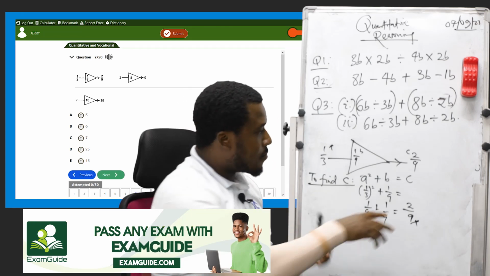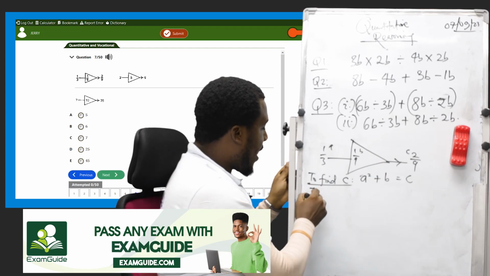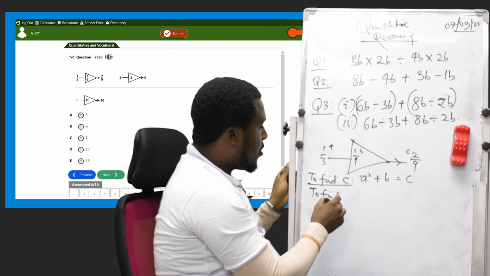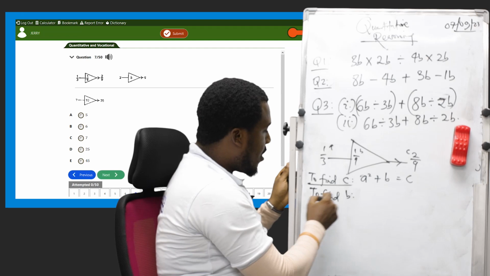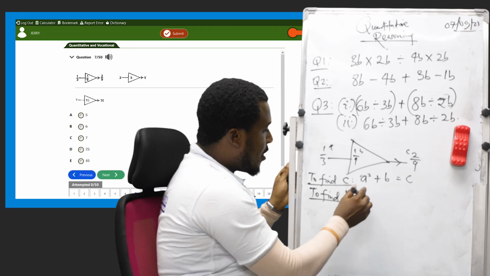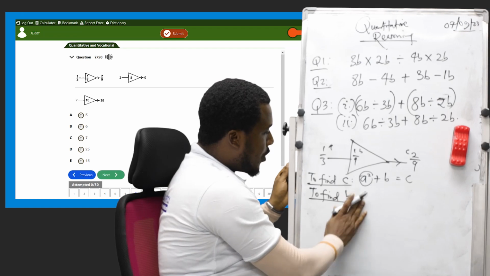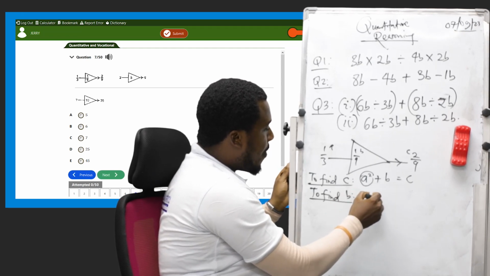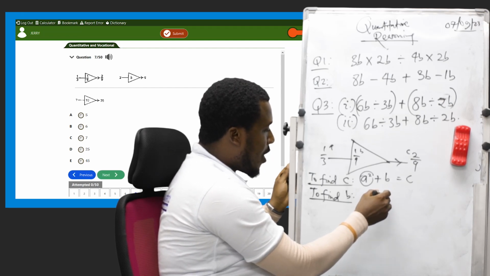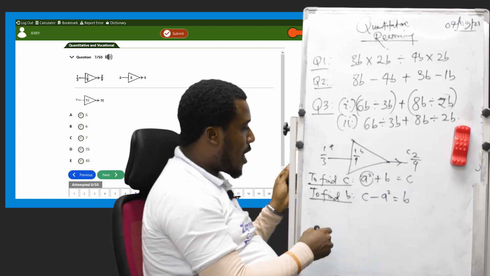Now, what happens when the reverse is the case? So when we have to find B, again, just do the reverse. To find B now, it will be C minus A square. C minus A square is equal to B. C minus A square equal to B.